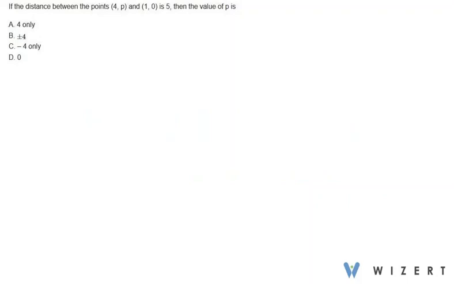We have this question here. If the distance between the points (4, p) and (1, 0) is 5, then the value of p is.